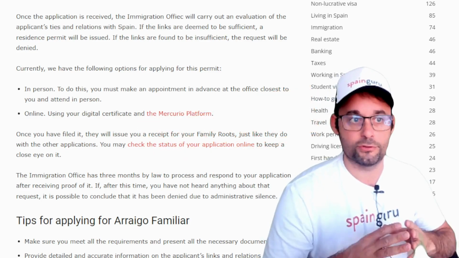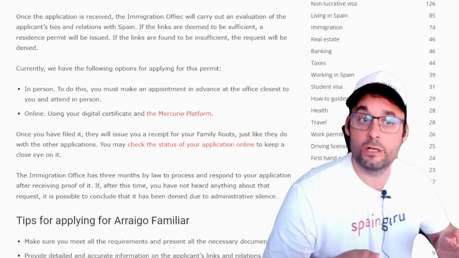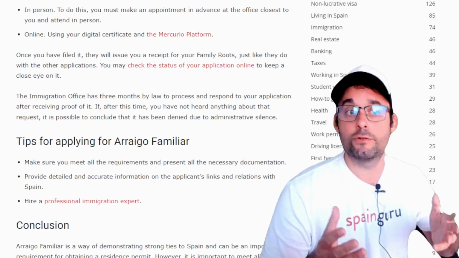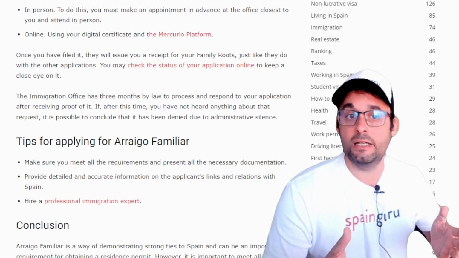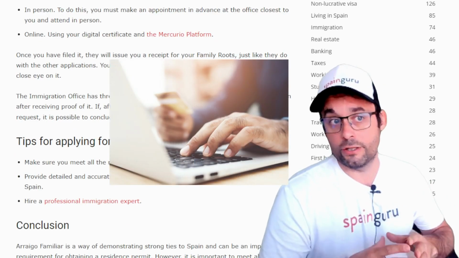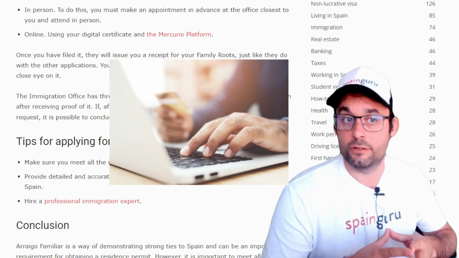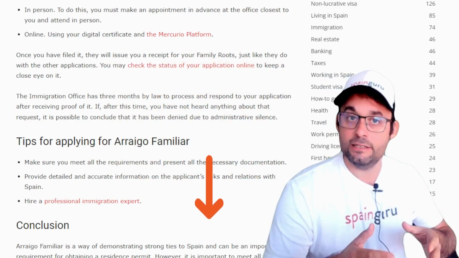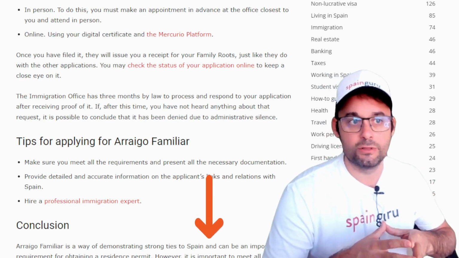This is pretty obvious. Currently, we have the following options for applying for this permit. You can do it in person, and to do this, you must take an appointment in advance at the office closest to you and attend in person. Or you can do it online using your digital certificate and the Mercurio platform. Again, the links in the video description below.